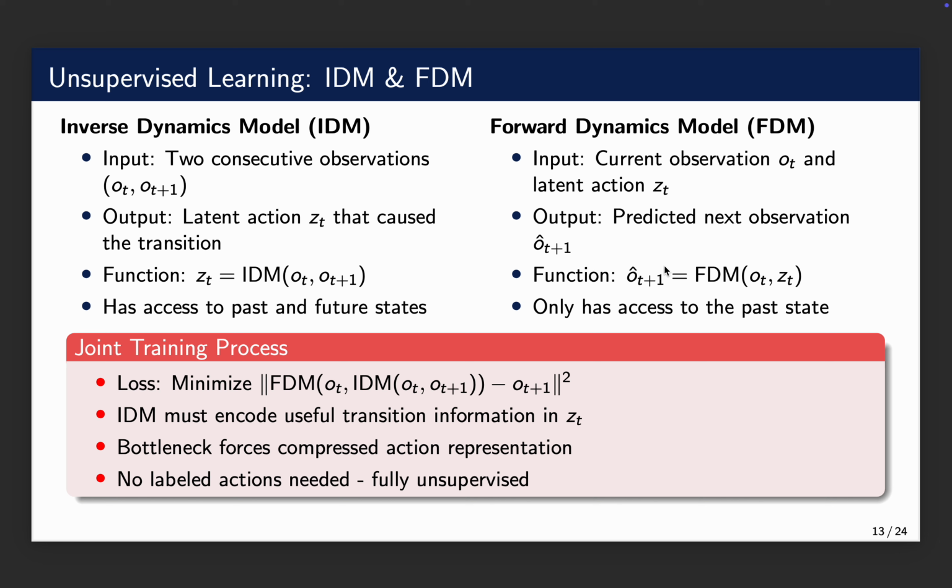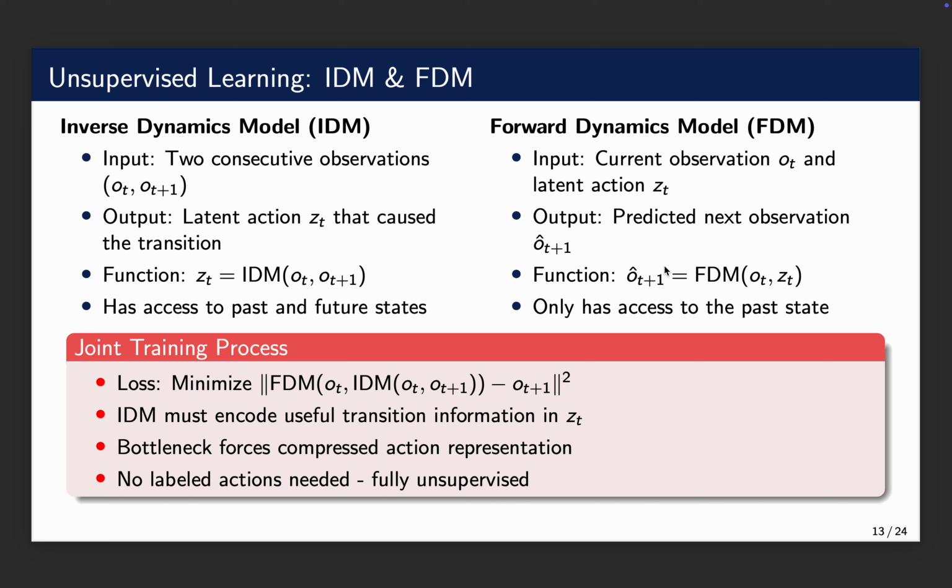Here we train both of these together, and the loss we seek to minimize is the reconstruction loss on the state predicted by the forward dynamics model. That is, we try to reduce the difference between what the forward dynamics model thinks the world will look like and what the world actually looks like after the action has been taken. If we meaningfully reduce this, it means the forward dynamics model, with ZT and OT, is able to guess what OT plus one will be. So ZT is able to be a proper representation of the action which is taken to cause this change.